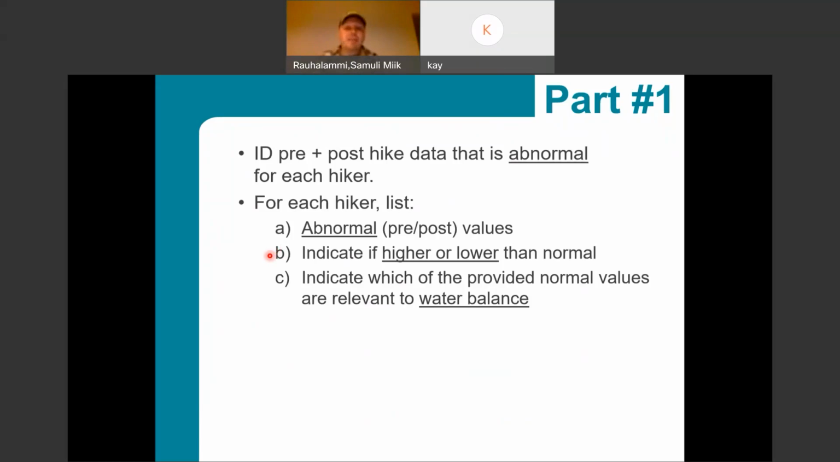And that's the first part of this part 1 activity that we'll do. The second part of the part 1 activity is where I'm asking you to also pick some important values that would give you an indication of water balance in an individual. And again, you can simply highlight or circle those, and we'll go through both of these. So let's have a look at some of the tables.